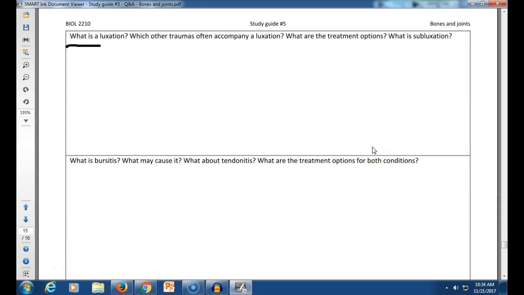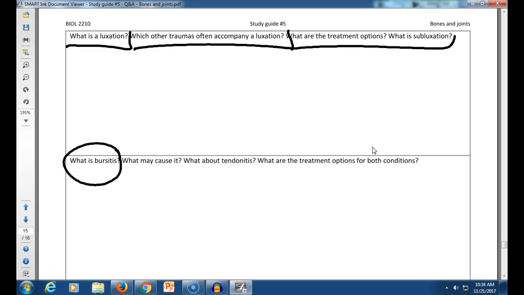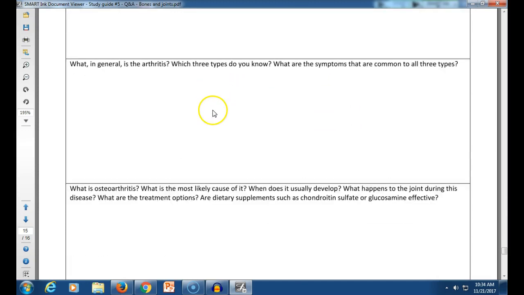Luxation: bones out of alignment. Luxation is often accompanied by sprains. Treatment options: put it back together and give some ibuprofen. Subluxation is partial dislocation of the joint. Bursitis: inflammation of bursae, usually due to mechanical pressure. Tendinitis: inflammation of the tendon, usually due to overwear. Treatment options: anti-inflammatory. For tendinitis, may also be surgical.